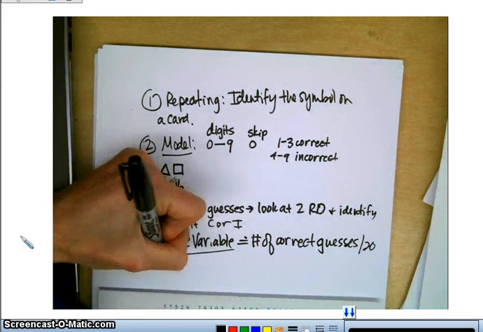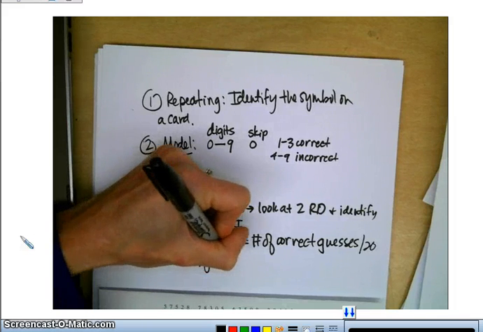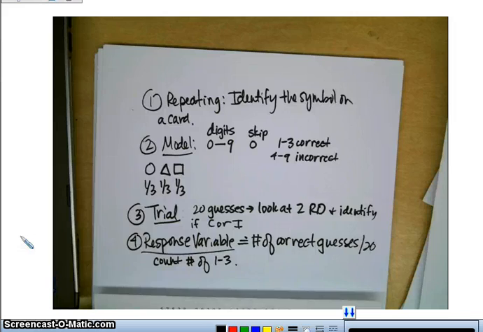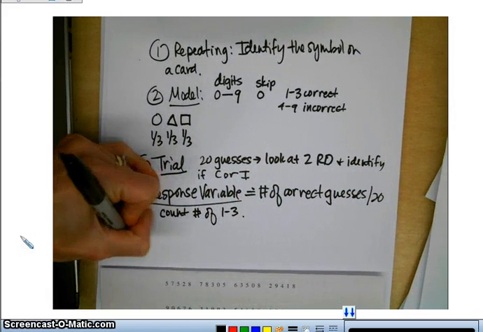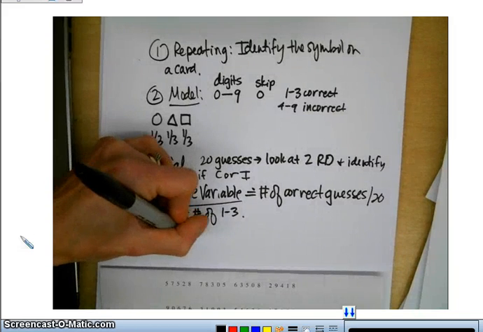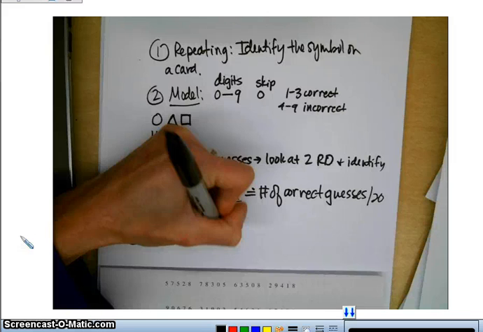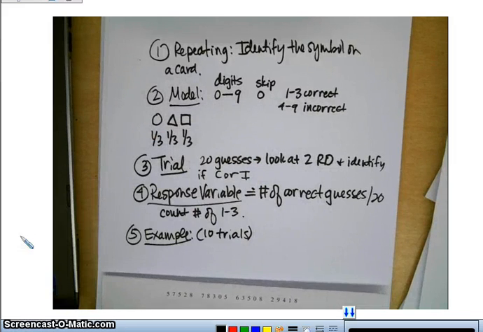So we're going to count the number of 1 through 3s that we get. That's how we're going to count the correct guesses. All right, step 5, we're going to give an example. And actually, I'm also at this time just going to do my 10 trials, so it's easy and I can analyze my results then.